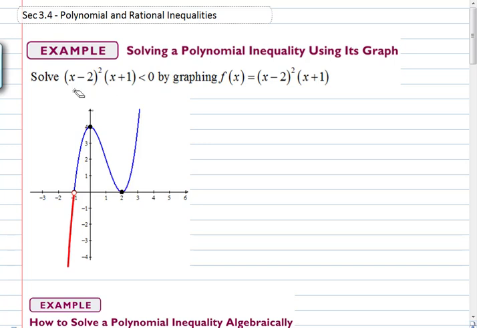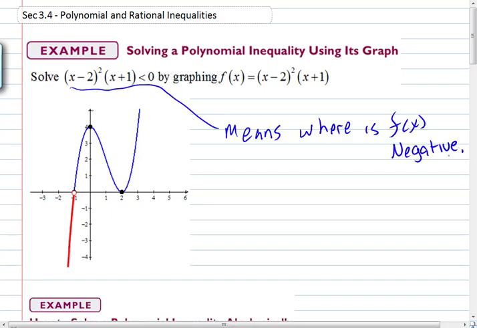Now we want to know, where is this inequality that gives us this cubic function less than 0, negative? So where is the function less than 0? Another way of asking that is, where is the function negative? When you're looking at the graph, that means you're looking at the y values. Where is the y value going to be negative? It looks like it's going to be everywhere to the left of x equals negative 1.